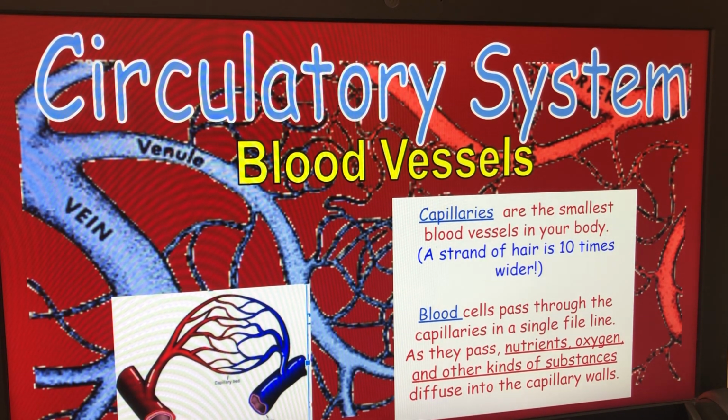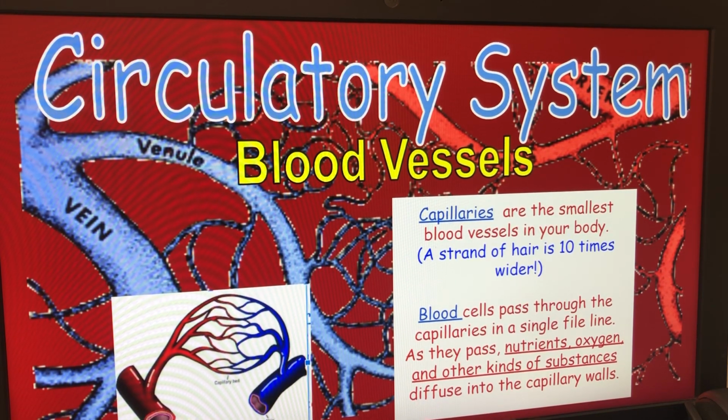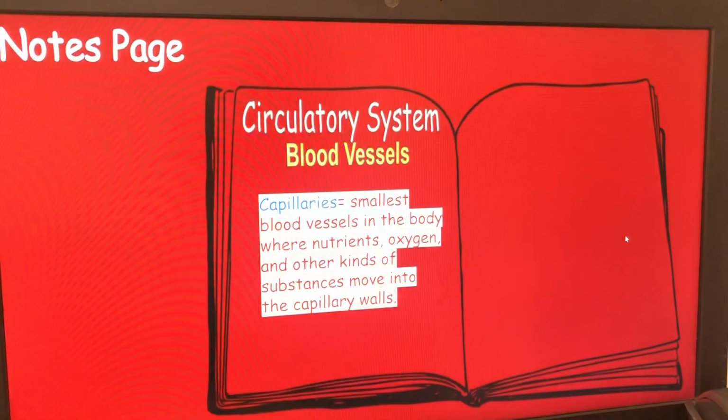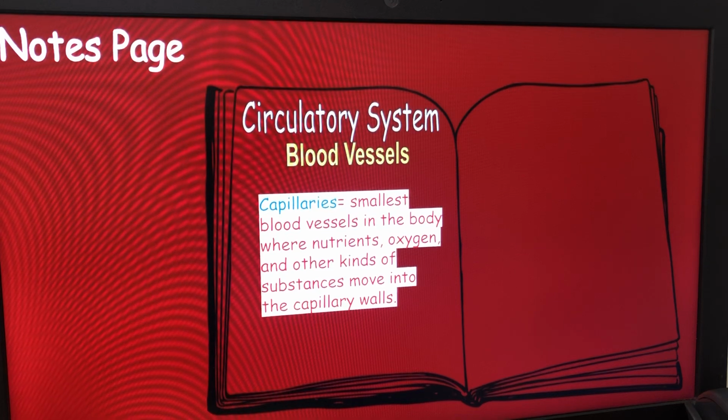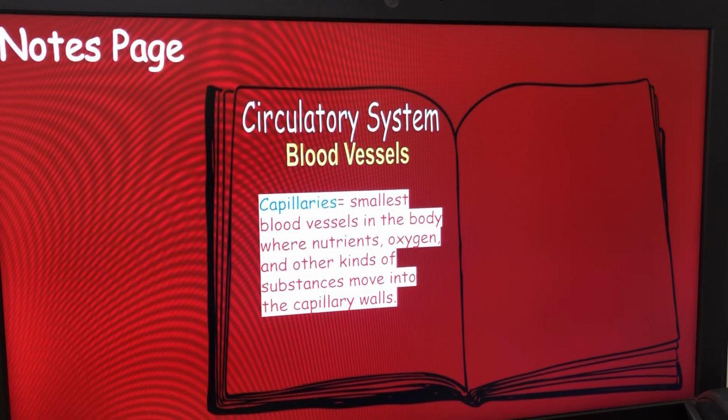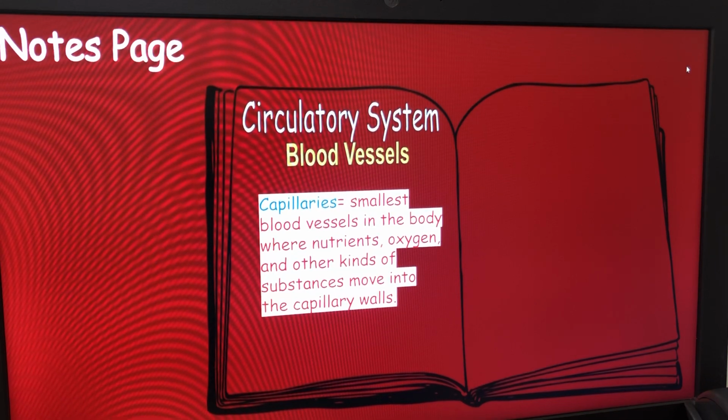So again, blood cells pass through the capillaries in a single file line. As they pass, nutrients, oxygen, and other kinds of substances diffuse into the capillary walls. Making a notes entry: capillaries equal the smallest blood vessels in the body where nutrients, oxygen, and other kinds of substances move into the capillary walls.